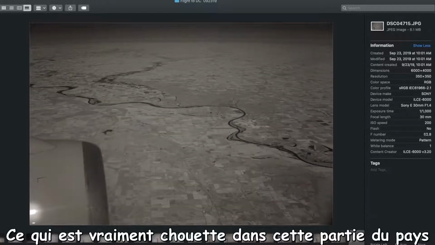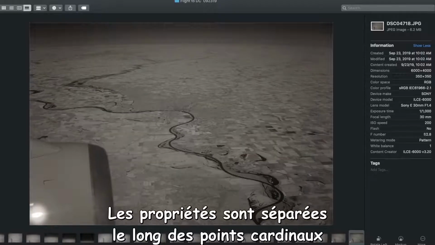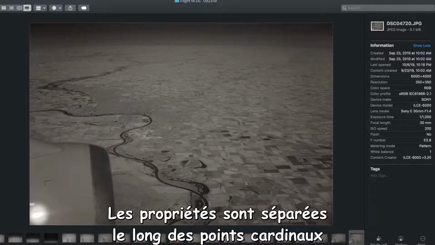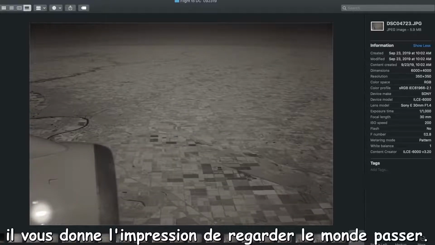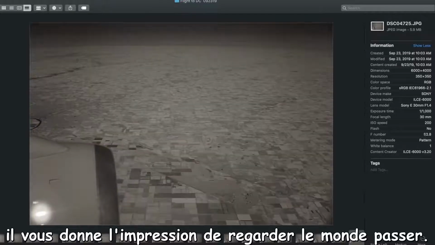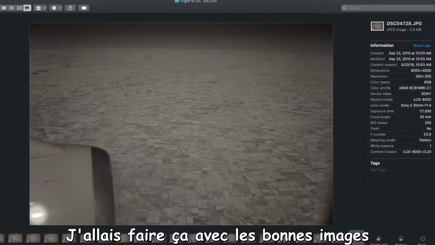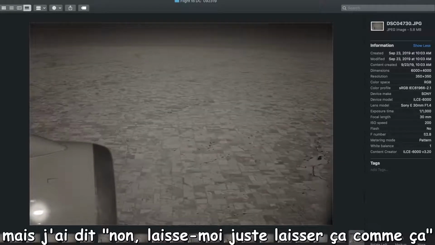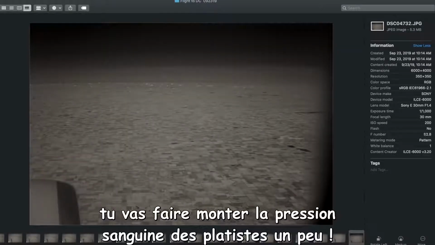What's really neat in this part of the country is that the properties are separated along north, south, east, west, and you see this grid pattern, which is really cool. Makes you feel like you're watching the globe go by. I was going to do this with the corrected images, but I said no, let me just leave it like this. You'll get the flat earthers' blood pressure up a bit.